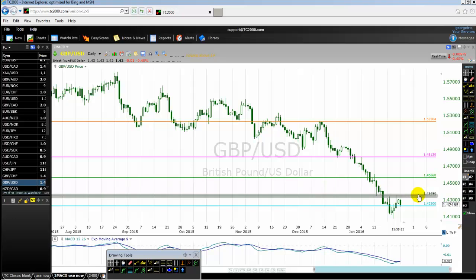All right. So here we are. Okay. So this is how we're going to trade throughout 2016. Does it make sense? There are other key levels that I want you to remember.